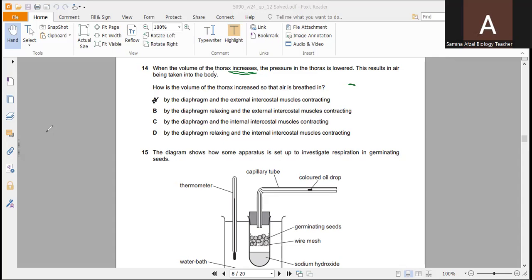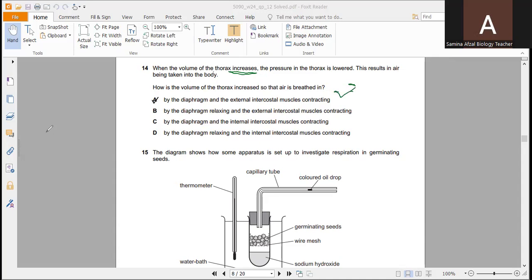So the rib cage moves in the forward and upward direction. At that time, the whole respiratory system is ready to take the oxygen in, to breathe in. So A can be the correct option. Let's see the other options.